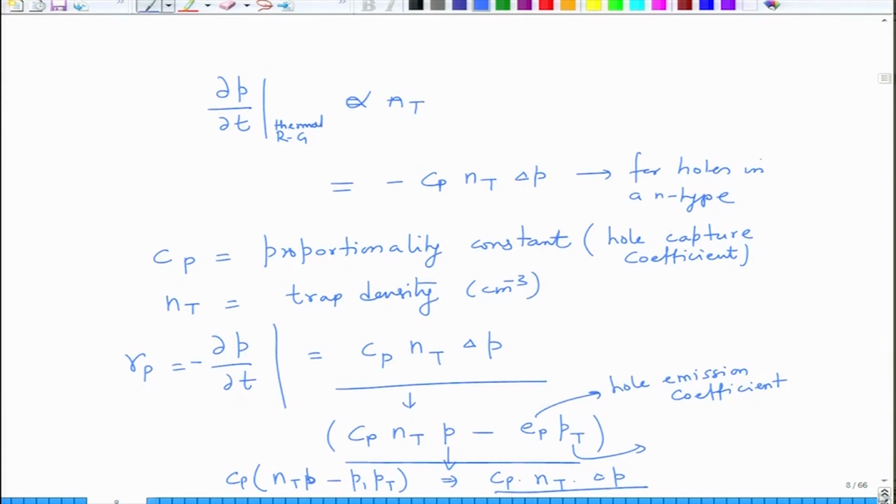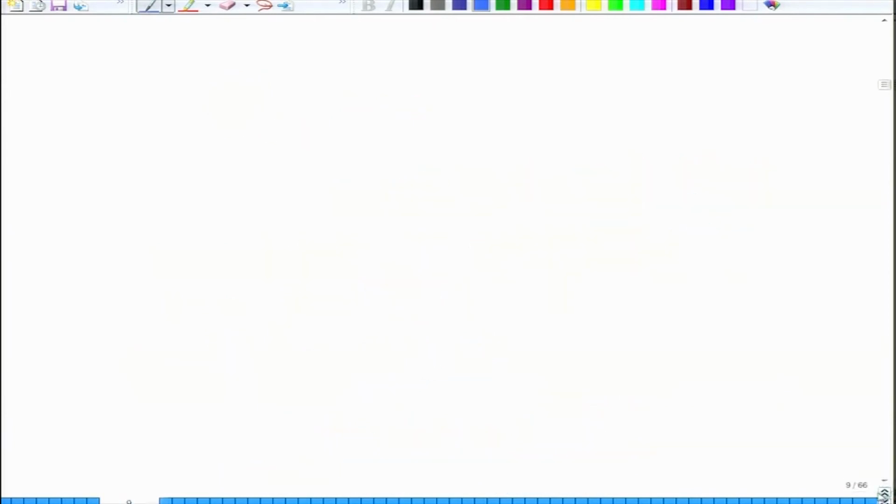So, essentially what I am coming to is, if you look at it in totality, you have the rate of electron change which could happen in a p-type semiconductor as minus of del n by del t Rg. This is taken as minus Cn Nt delta n, and Rp is taken as minus of del P by del T Rg.